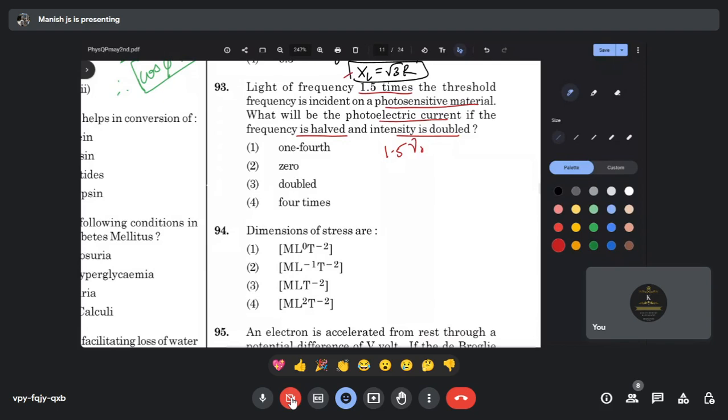What is threshold frequency in the first place? No, no, no. What is the meaning of threshold frequency? The minimum frequency for which photoelectric effect is observed, right? For ejection of photoelectrons, you need to have a bare minimum frequency, which is called the threshold frequency. When you reduce that itself, can you expect photoelectric effect to take place?